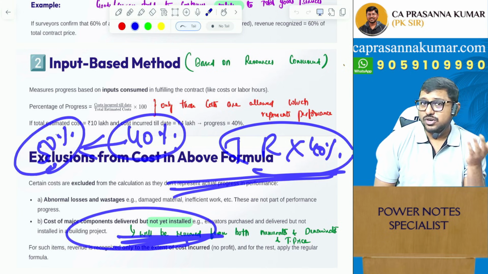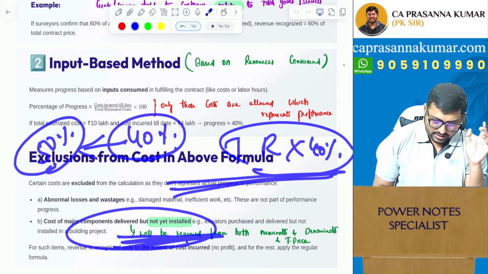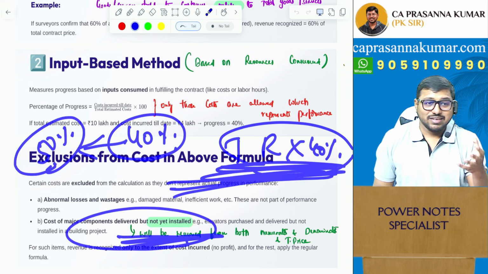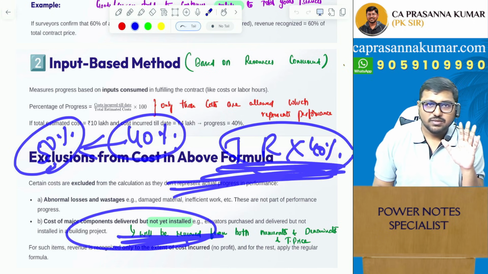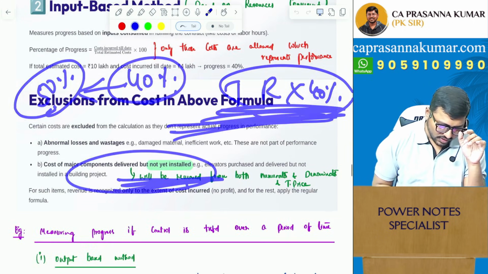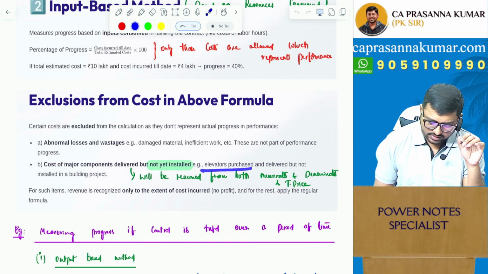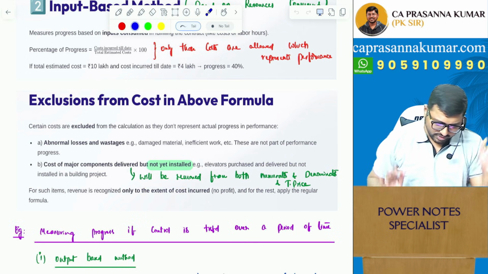In reality, you did not do any work. You just purchased the elevator and kept it like that. And then you will be recognizing 50% of the total revenue, which is wrong, right? Because you did not do any value addition on the elevator. You understand what I'm trying to say? Yes, that's the point over here. So, cost of major components delivered but not yet installed, for example, elevators purchased and delivered but not installed in a building project, will be removed from both numerator and denominator and transaction price. Later it will be added.